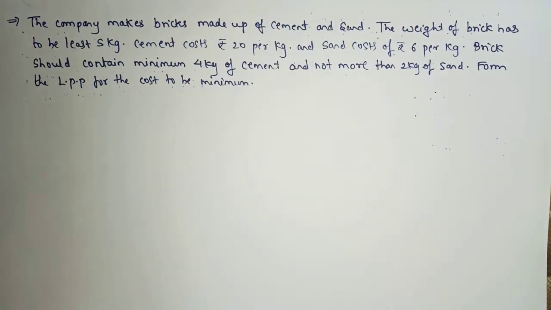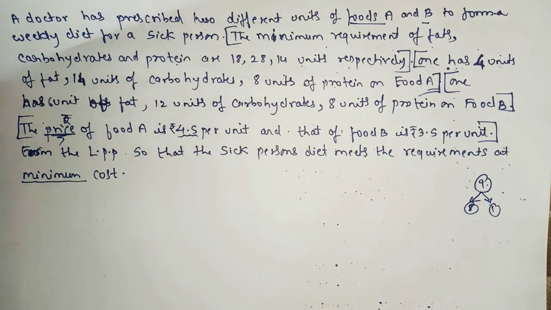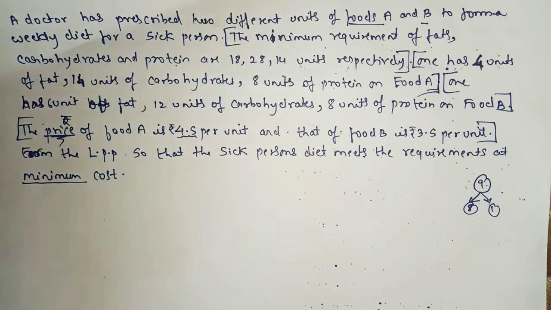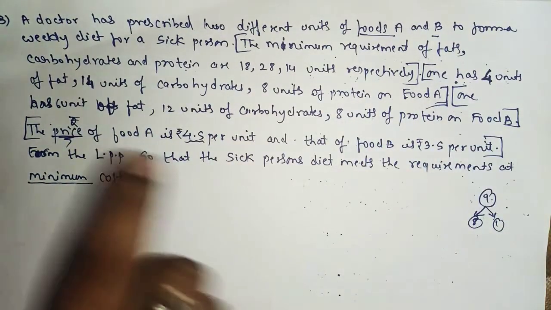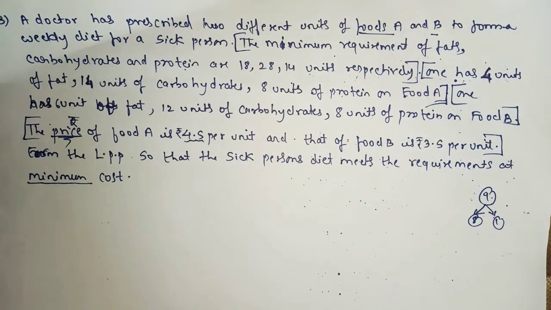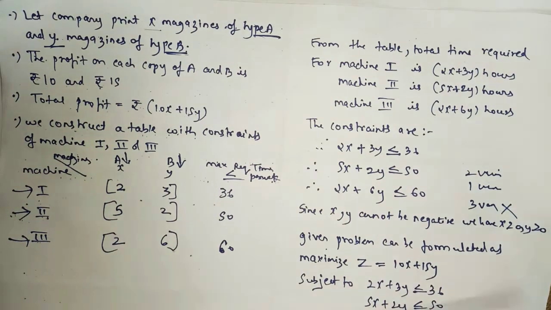Hello students, in the last lecture we saw one sum based on minimizing cost. We took three examples, in which the first and second sums were based on maximize, and the third example was based on minimize. I hope you all understood the sums based on maximize and minimize, and how to prepare and create the table first, and then how to frame the equation.